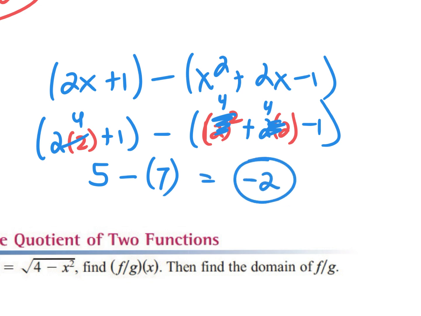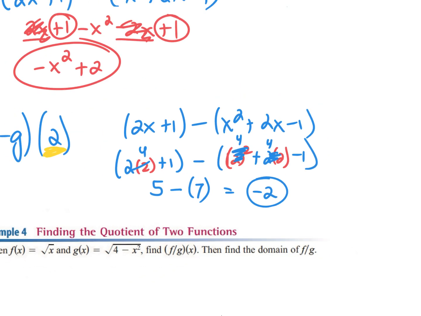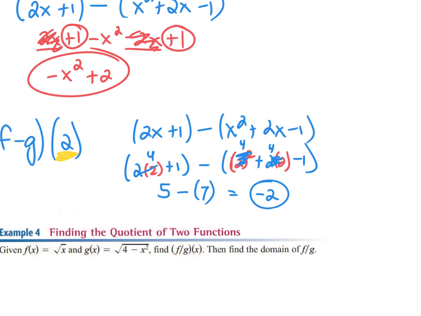So depending upon what they're asking you to do is how you deal with what you're supposed to have your answer look like. If they're asking you to keep things in terms of x, that means you should have x's in your answer. If they're asking you to keep things in terms of a number, then you just plug in that number for everything and simplify.